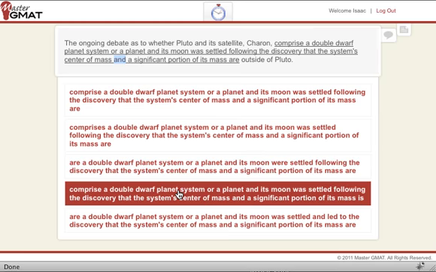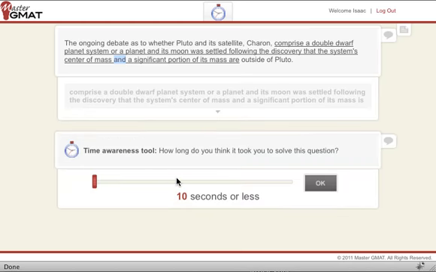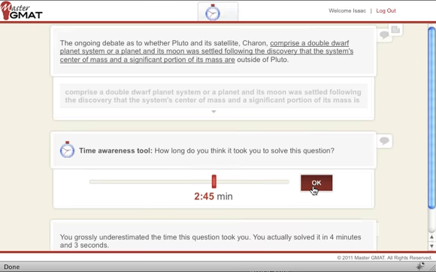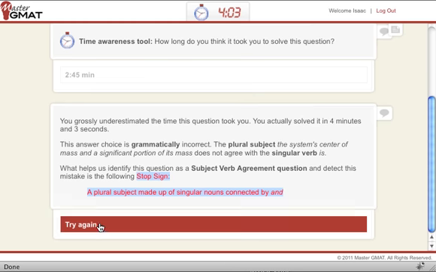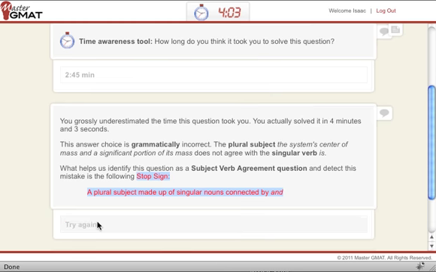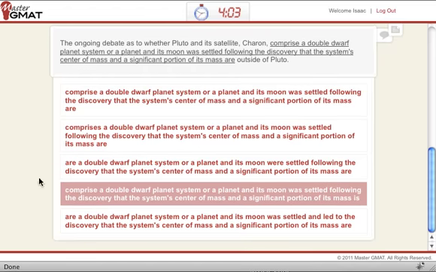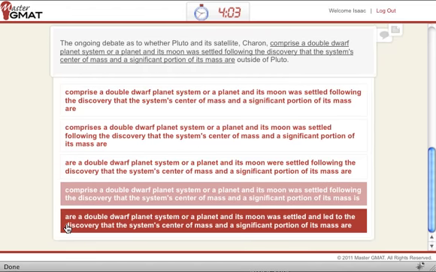And of course, if you clicked on that, you get your wonderful time awareness tool, of course. It explains exactly why with the relevant stop sign. No one else has these things, folks. You can actually try again. We don't just spoon feed you the answer. Go back to the question. It's blocked out now. Let's look at the last one.